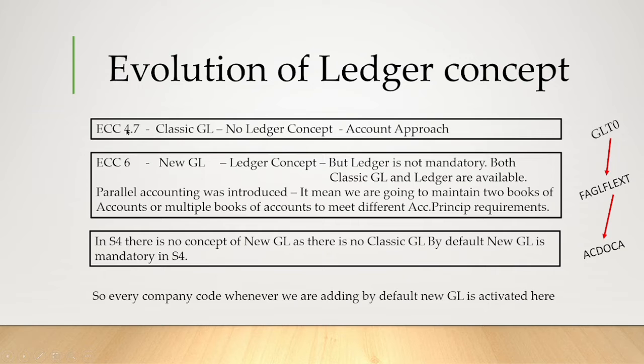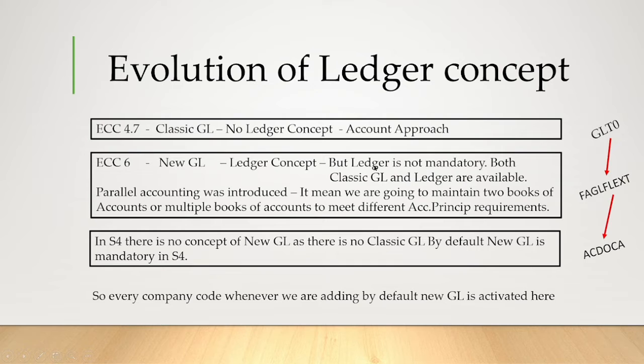Earlier in ECC 4.7, when classic GL was there, there was no ledger concept. We were working on account approach and the table is GLT0. Later we got ECC 6, there we got new GL where parallel accounting was introduced. Parallel accounting means we are going to maintain two books of accounts or multiple books of accounts to meet different accounting principle requirements. There we got ledger concept. But ledger is not mandatory there. Both the classic GL and ledgers are available.